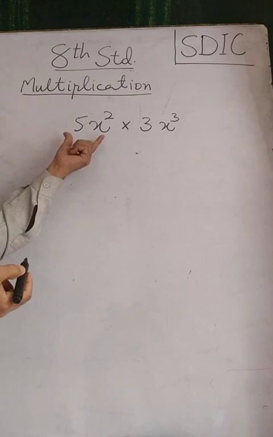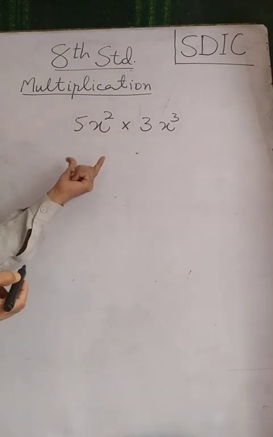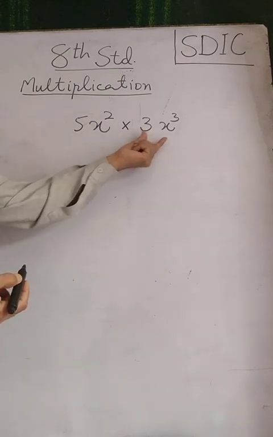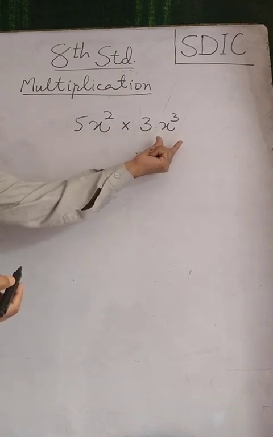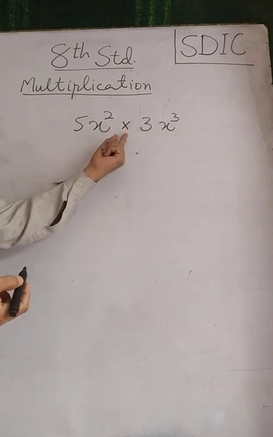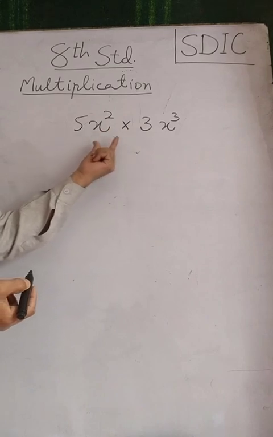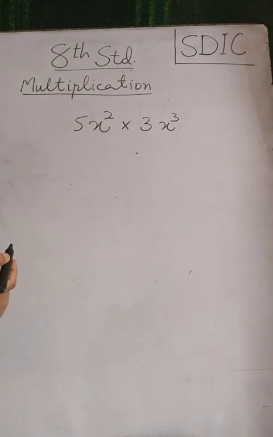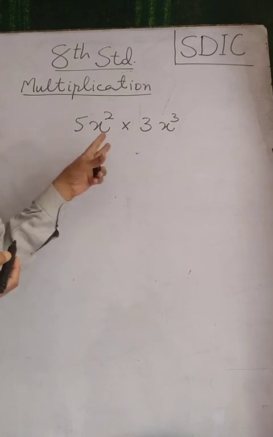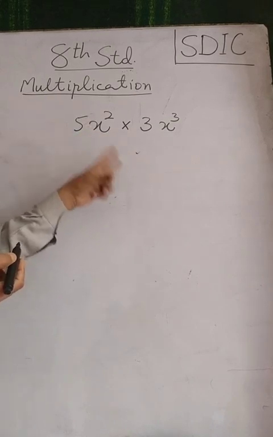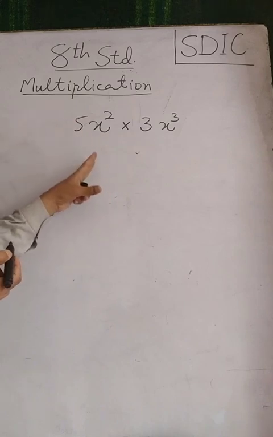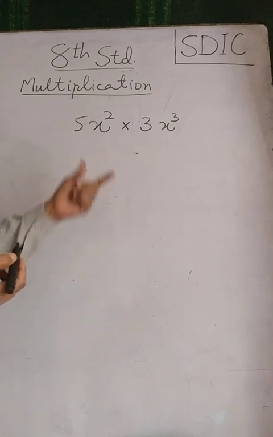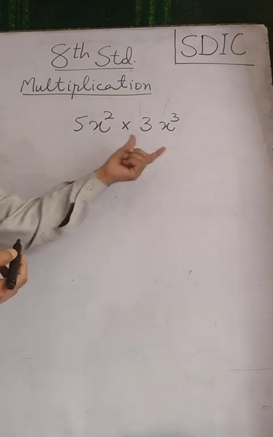Have a look. These are not like terms because their variable parts are not same. The variable part here is x square. Here the variable part is x cube. Had the question been of addition or subtraction, then you would not be able to combine them, because in case of addition and subtraction, there is restriction of like terms. But we have to multiply here. So for multiplication, there is no such restriction. You can multiply them, even if these are unlike terms.